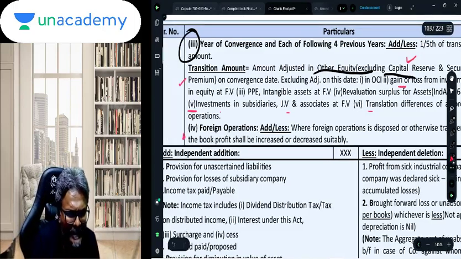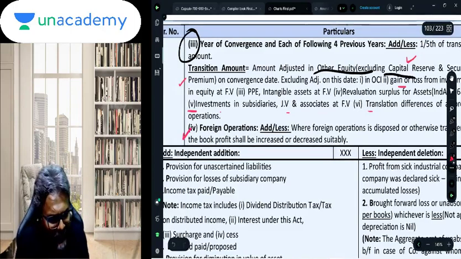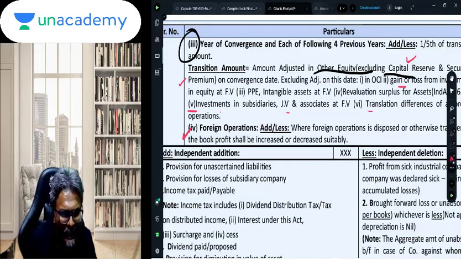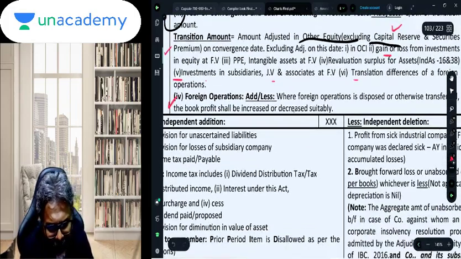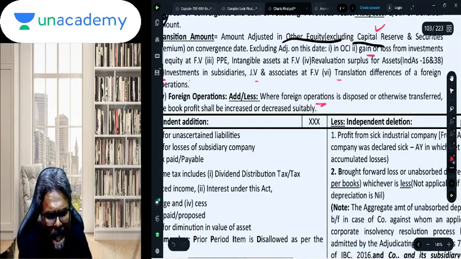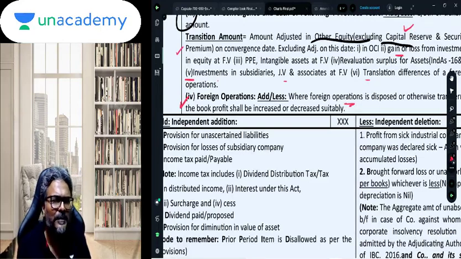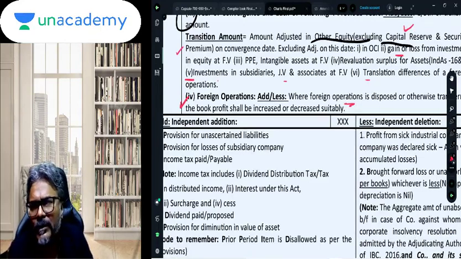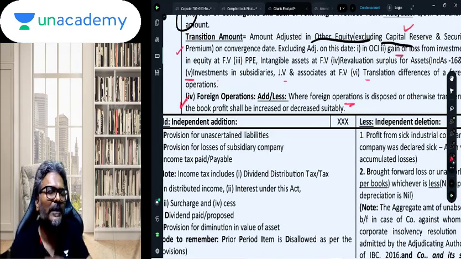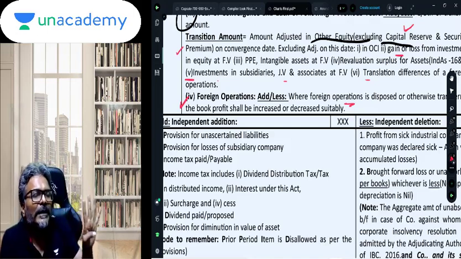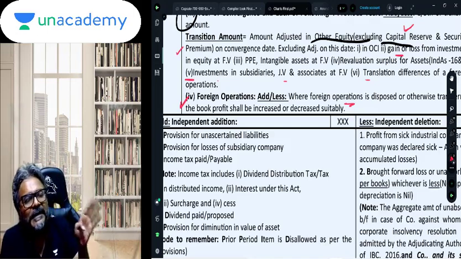And the last of the Ind AS adjustments is in respect of foreign operations. So far as foreign operations, students, are concerned, what they have said is this: for example, in respect of a branch, any adjustment will be done in the book profit computation only when the foreign branch has been disposed of. So always keep in mind these 4 items of adjustment as far as Ind AS is concerned.